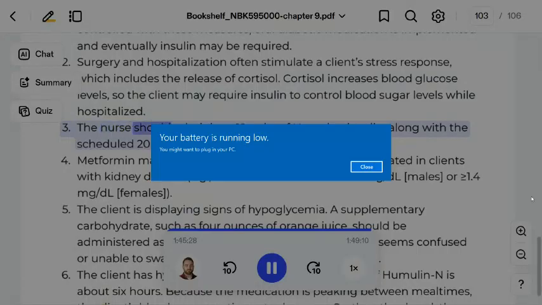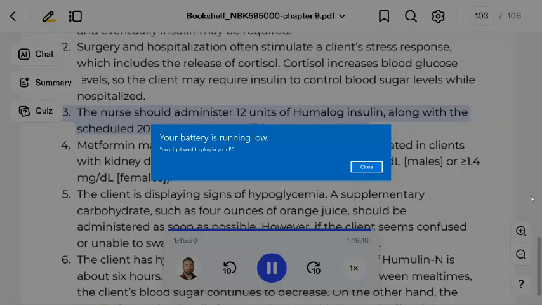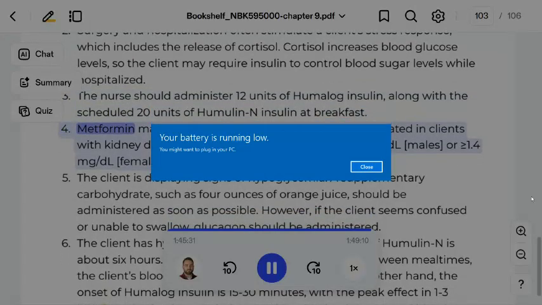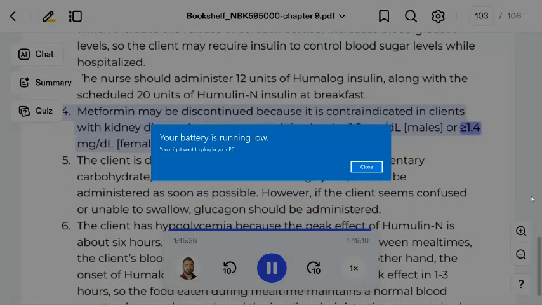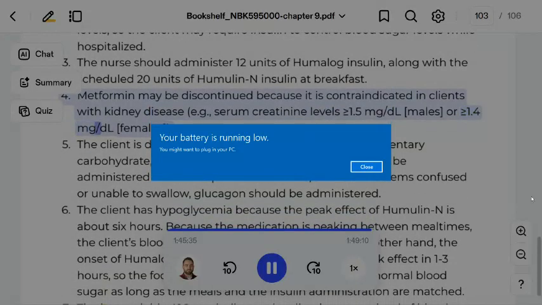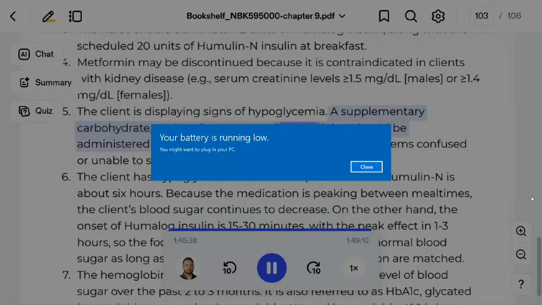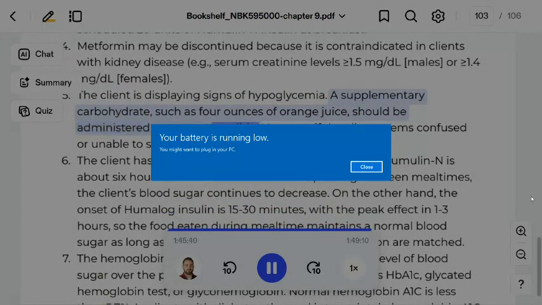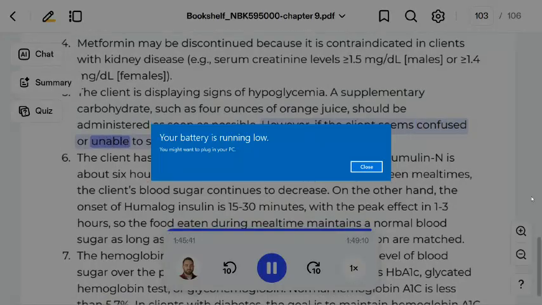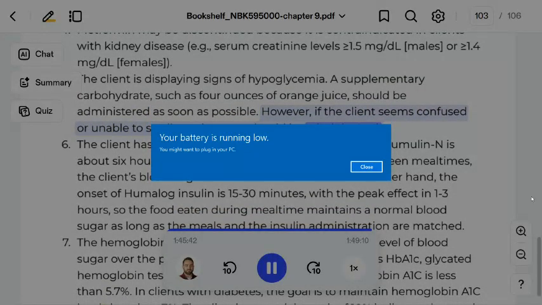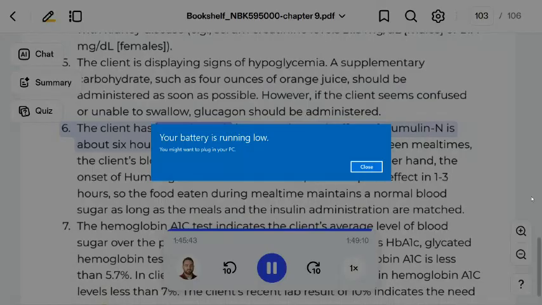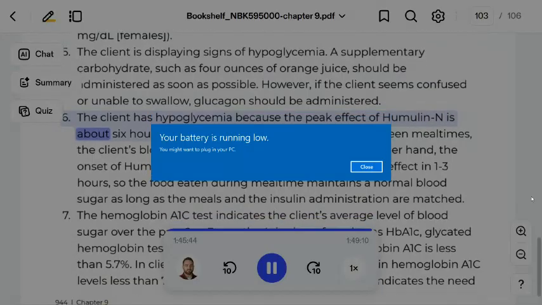3. The nurse should administer 12 units of Humalog insulin, along with the scheduled 20 units of Humulin N insulin at breakfast. 4. Metformin may be discontinued because it is contraindicated in clients with kidney disease or creatinine greater than or equal to 1.4 mg/dL. 5. The client is displaying signs of hypoglycemia. A supplementary carbohydrate, such as 4 ounces of orange juice, should be administered as soon as possible. However, if the client seems confused or unable to swallow, glucagon should be administered. 6. The client has hypoglycemia because the peak effect of Humulin N is about 6 hours.